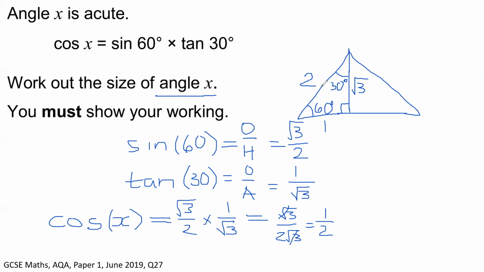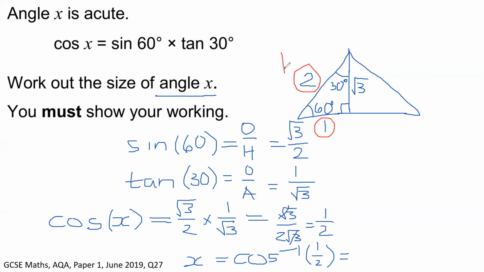Now, again, we can go back to this triangle. We know that cos of something equals a half, so we need to do cos to the minus 1, or inverse cos, of a half, and that will give us what x is. So x equals the inverse of cos of a half. Again, we can go back to this triangle. We know that a half would be this one here over this one here.